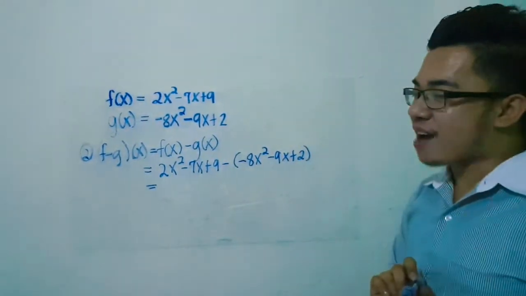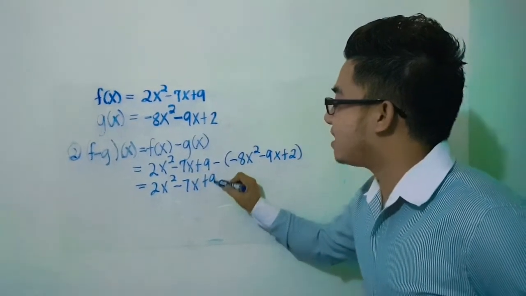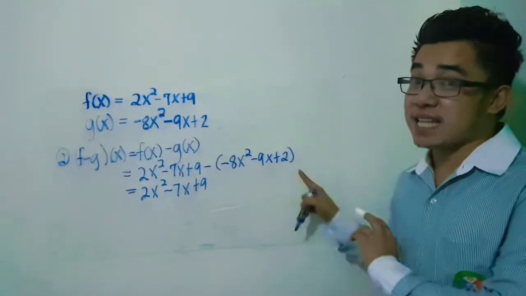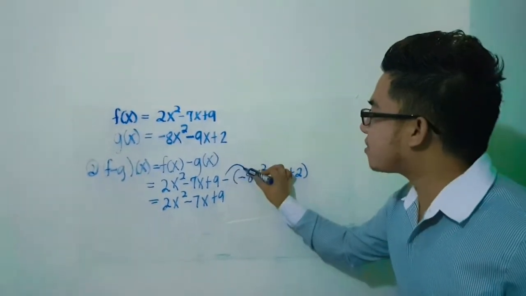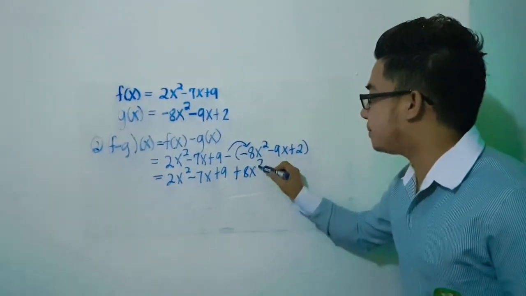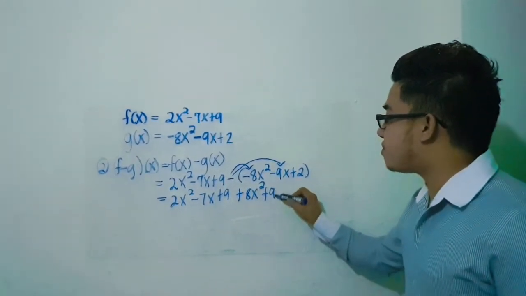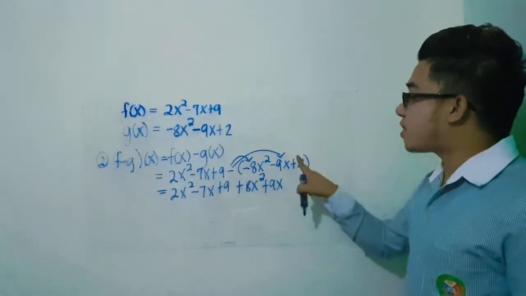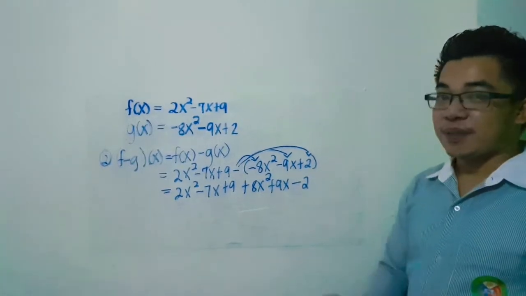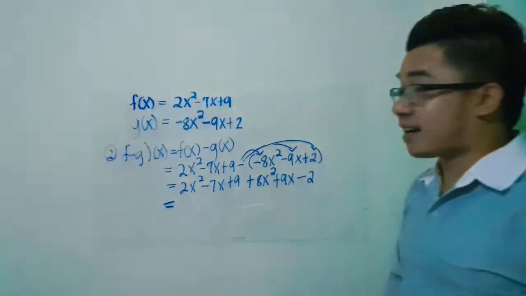Then, we will be having 2x squared minus 7x plus 9. You are going to distribute negative sign to all terms inside the parentheses. Negative times negative 8x squared is positive 8x squared. Negative times negative 9x is positive 9x. And negative times positive 2 is negative 2. After distributing negative, all you have to do is to collect like terms.